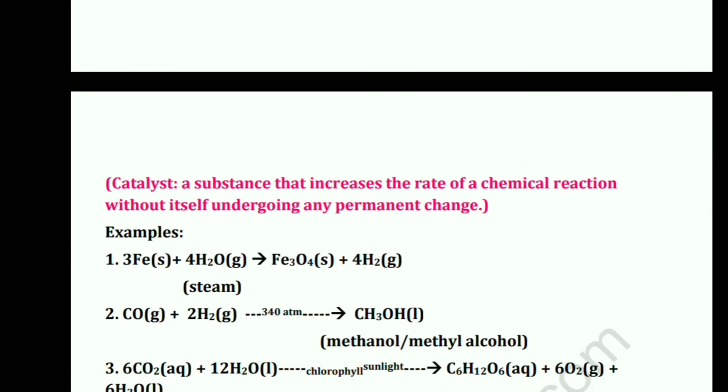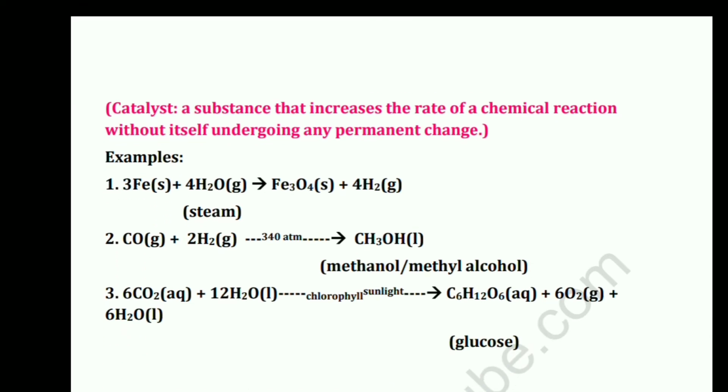Now, what is a catalyst? We studied that we can indicate the temperature, pressure, catalyst, but what is a catalyst? It is a substance that increases the rate of a chemical reaction without itself undergoing any permanent change. So it will help us to increase the rate of a chemical reaction, but it will not affect the reaction in any other way. It may temporarily take part in the reaction, but after the final reaction, it returns back to its original state. So that is why it is written that it is not undergoing any permanent change. It may undergo change, but then it returns back to its original form, and it will just increase the rate of reaction and do no other work.